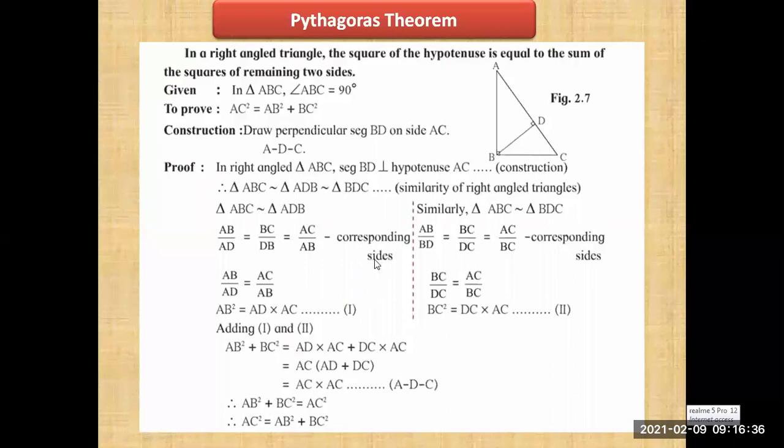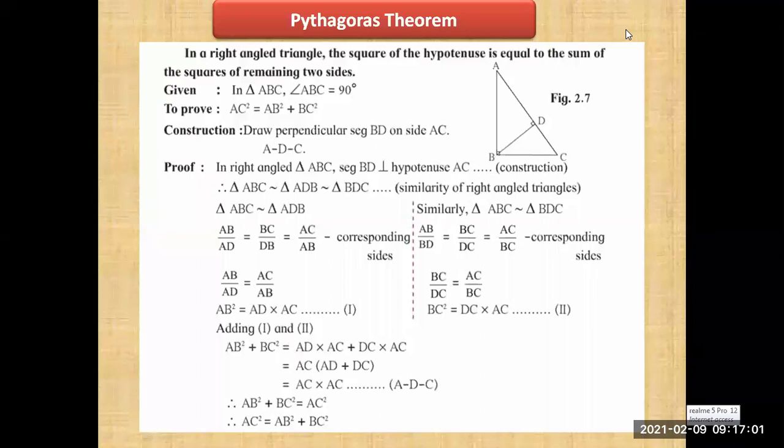First we consider two similar triangles here. We write here the corresponding sides, equation 1, equation 2, okay? Then we add equation 1 and 2. So see, we add left hand side on left hand side. So AB square plus BC square on the left hand side, AD into AC plus DC into AC.